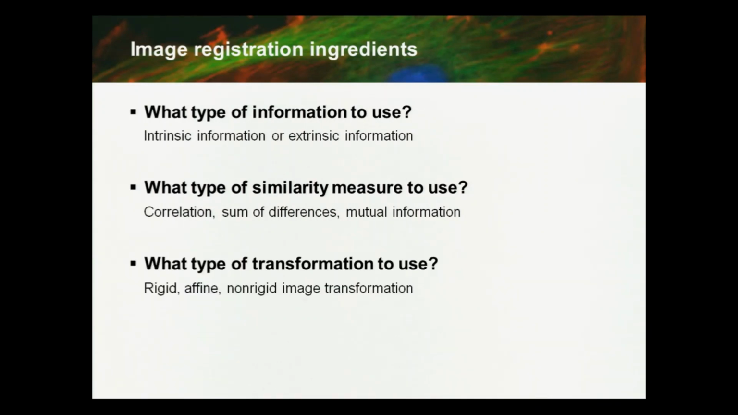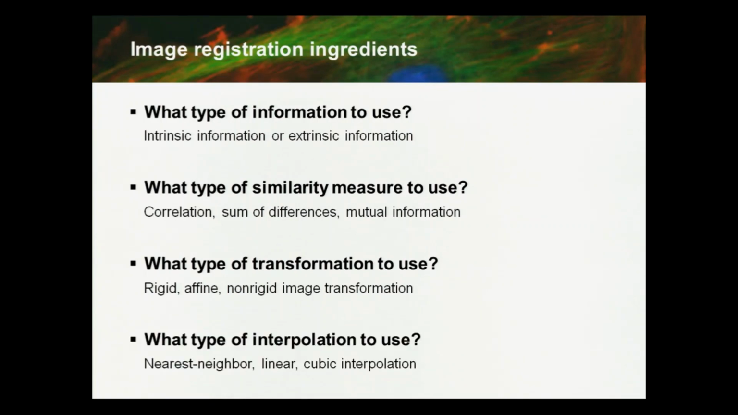Then what kind of transformation to use. It's all about geometrically transforming one image to make it align or match with a reference image. But what kind of transformations do we allow? Should we use? And finally, if we have found the optimal transformation, what kind of interpolation methods do we use to perform that final transformation? So we're briefly going to go through each of these steps.